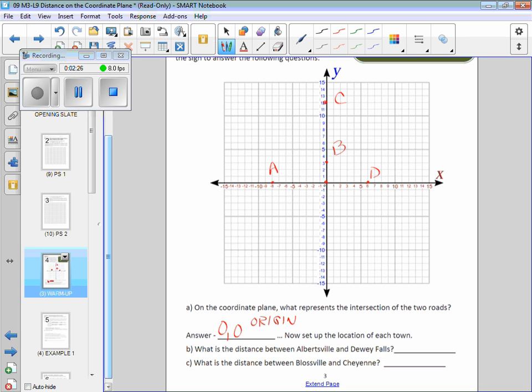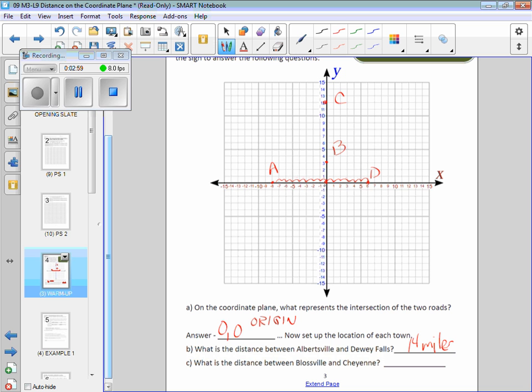Okay, and what's the distance between Albertsville and Dewey Falls? Smiley. 14 miles. How many got that? Okay. 1, 2, 3, 4, 5, 6, 7, 8, 9, 10, 11, 12, 13, 14 miles. Got a question for you. I was going to get to that, actually. What's the easier way to do it?